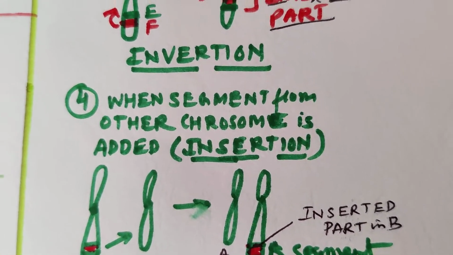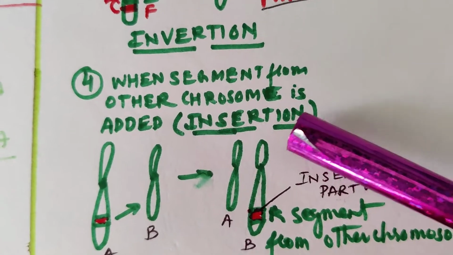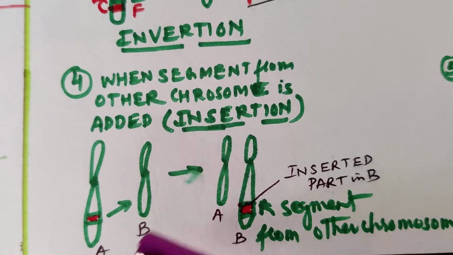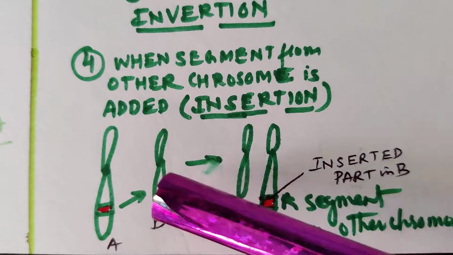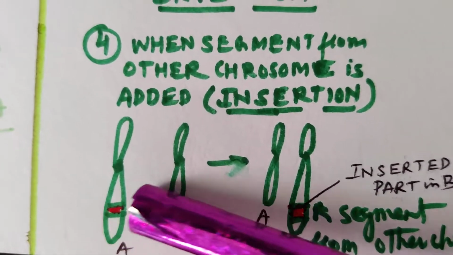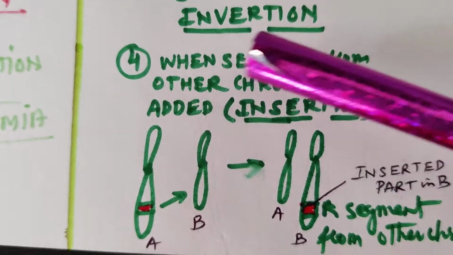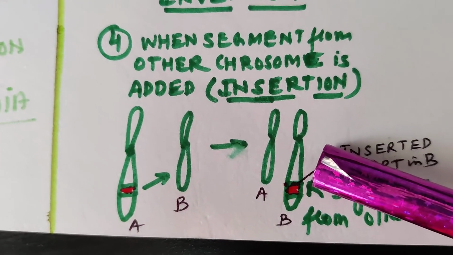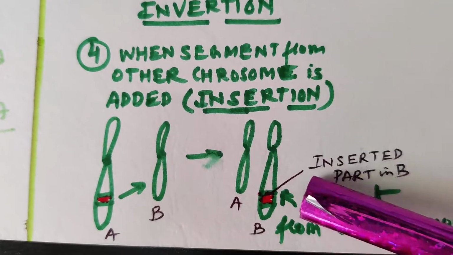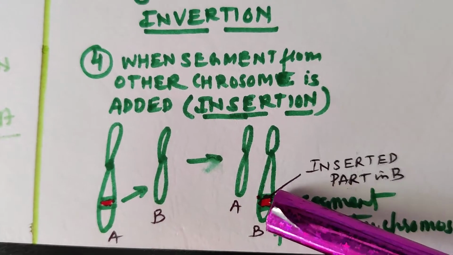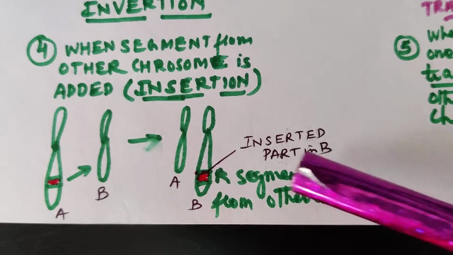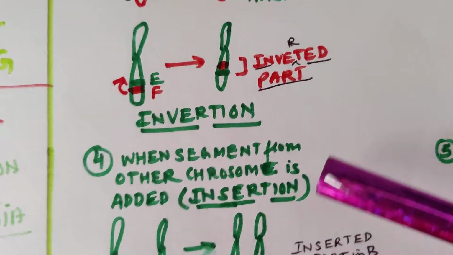What happens in the insertion? From the name it is clear. The gene segment is inserted in the other chromosome. This is the first chromosome A, and this is the second chromosome B. Now what happened during the insertion? The red part, which is bordered by the green lines, goes into the B chromosome, and the red part is inserted here. The red part is inserted from A chromosome to B. So this is called a segment from one chromosome being inserted into the second chromosome.